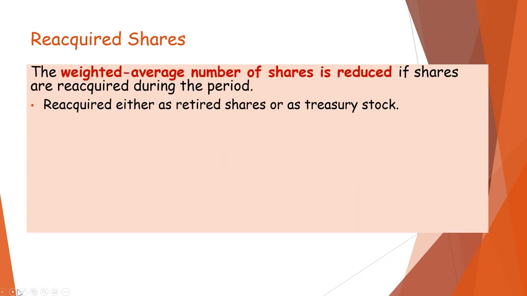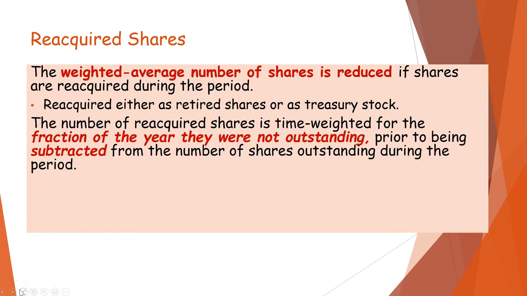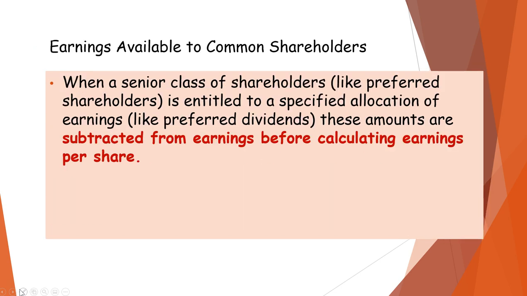Reacquired shares. The weighted average number of shares is reduced if shares are reacquired during the period, reacquired either as retired shares or as treasury stock. The number of reacquired shares is time-weighted for the fraction of the year they are not outstanding, prior to being subtracted from the number of shares outstanding during the period. When a stock distribution dividend occurs during the reporting period, any sales or purchases of shares that occur before but not after the distribution are increased by that percentage.